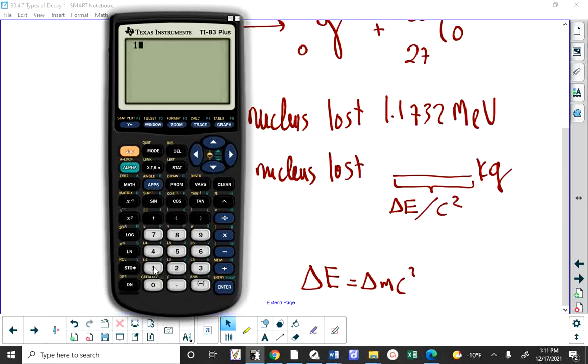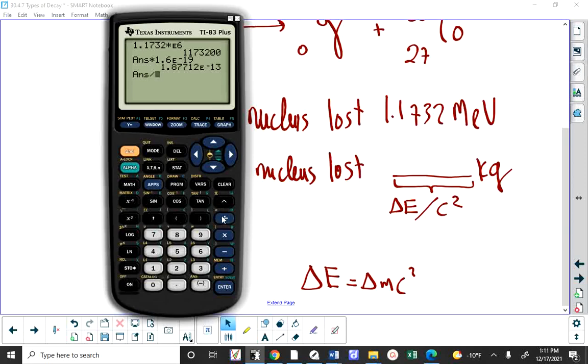So we are going to take 1.1732. Did I write that number down from the original question correctly? Okay. Times 1,000,000, which is 10 to the 6. This is the number of electron volts I need to multiply by the number of joules per electron volt. So this is the energy.